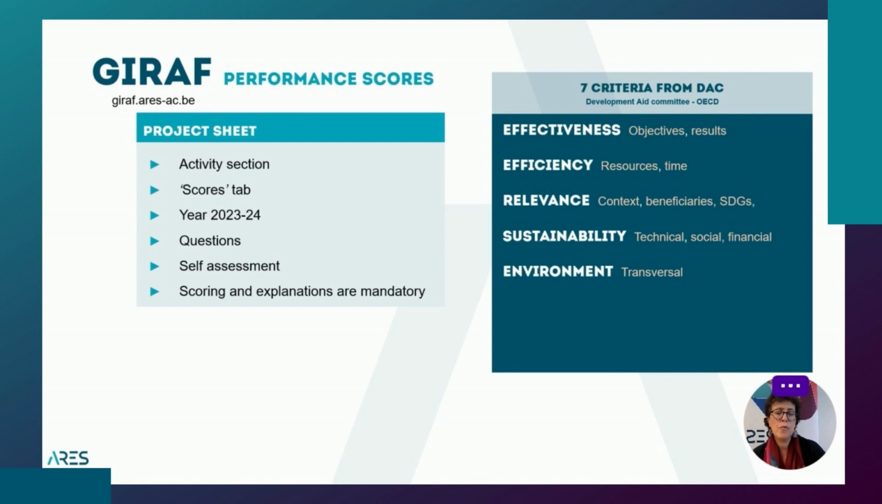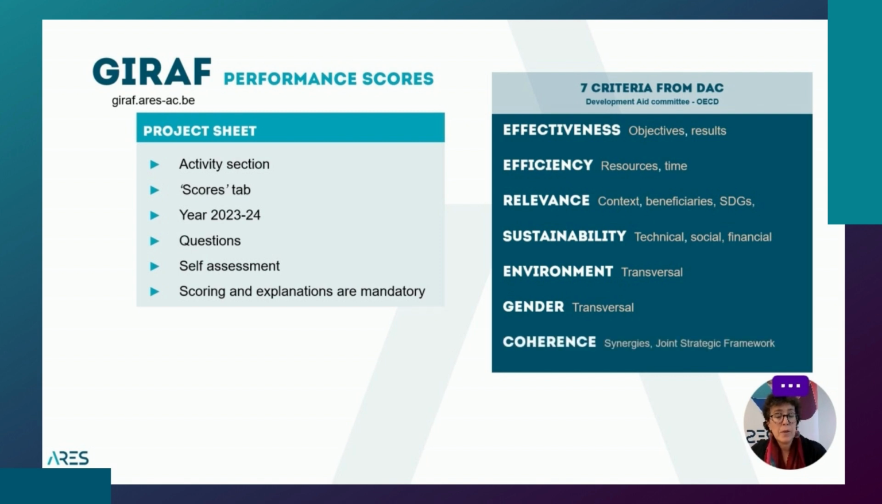You have 2 main transversal criteria that are environment and gender. Those are the main priorities of the development cooperation. So normally your project should contribute entirely or partially to those topics, and there you can explain how.